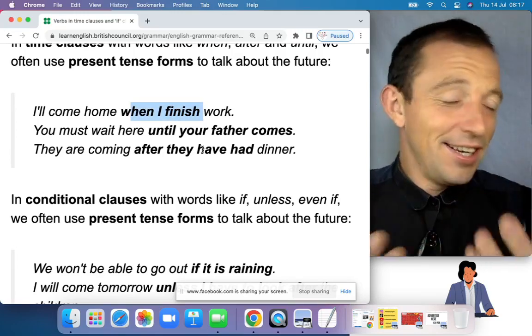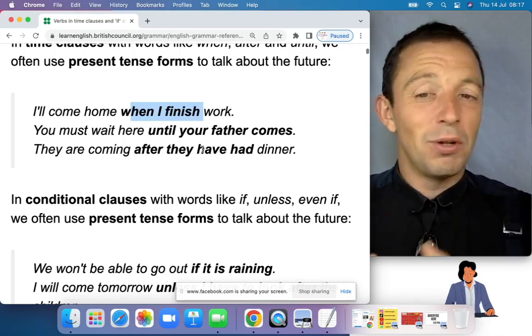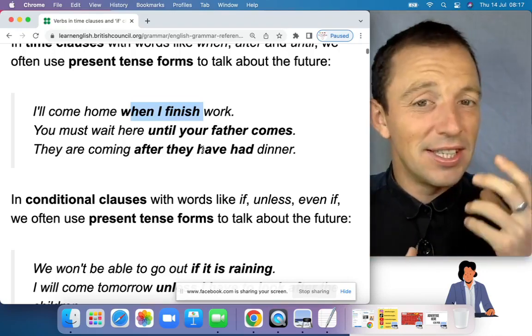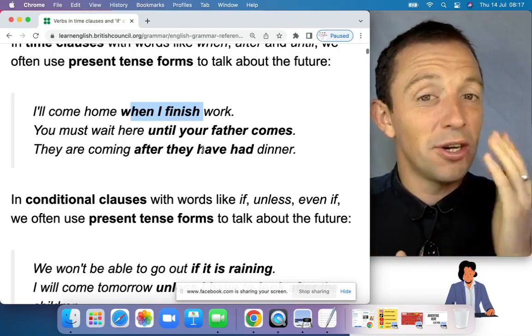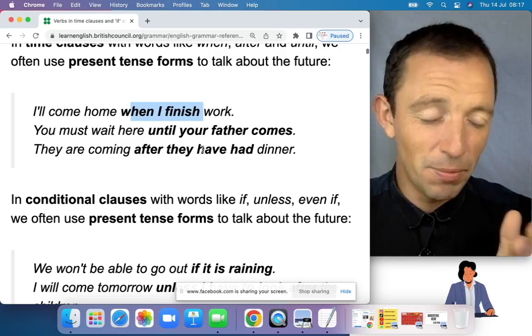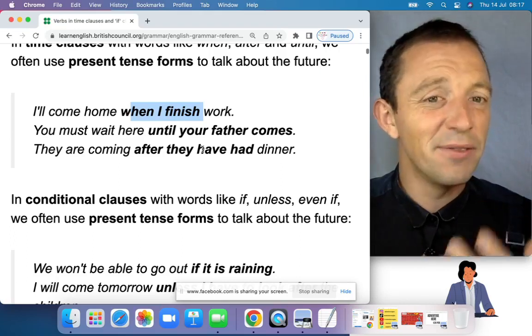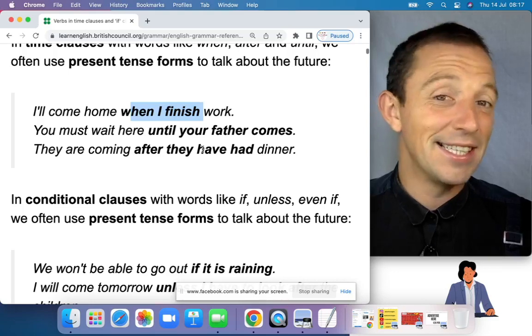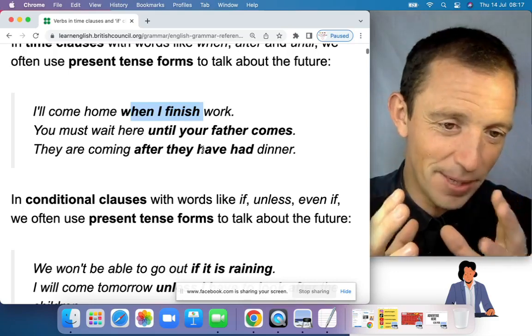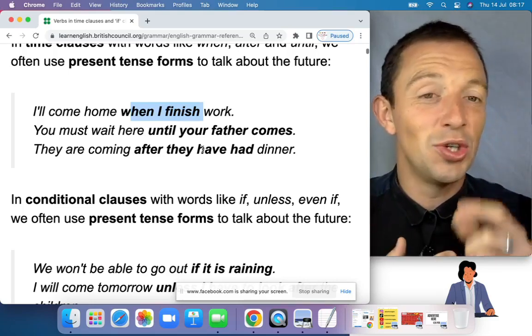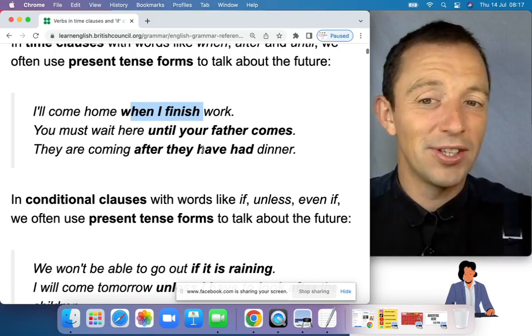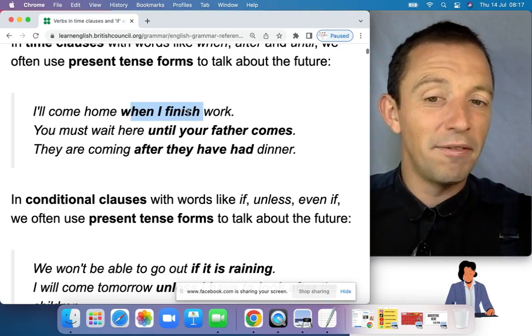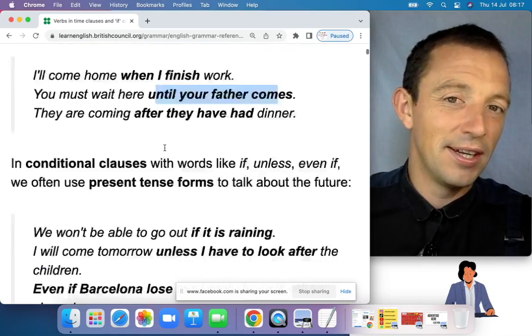I explained to you earlier, it is possible to say when I will finish, and that's because it's in spoken English and in conversational communication. To communicate in English, it's fine, but grammatically it's incorrect. It's not normal grammatically to use will in the time clause. This is a time clause. When I finish, until your father comes, etc.